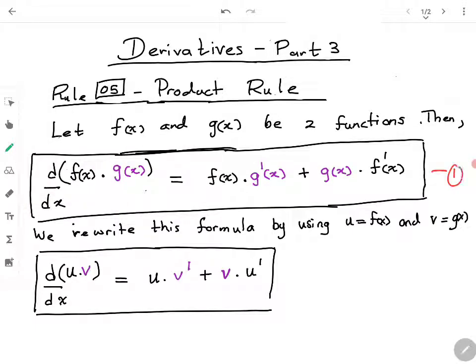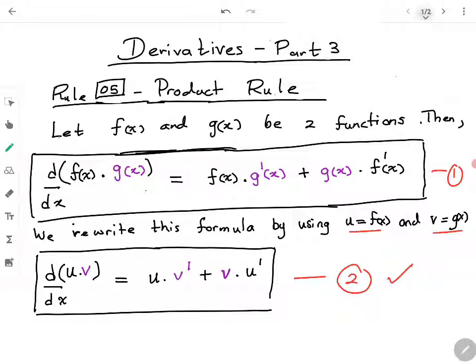This is the first form of that rule, but in practice, we use the UV form of the rule. To write down the UV form, we just replace the function f by u and function g by v. Then the formula turns into this second form: the derivative of the product u times v is given by u times v prime plus v times u prime. This second formula is the one we will use in questions because it's easier to remember.